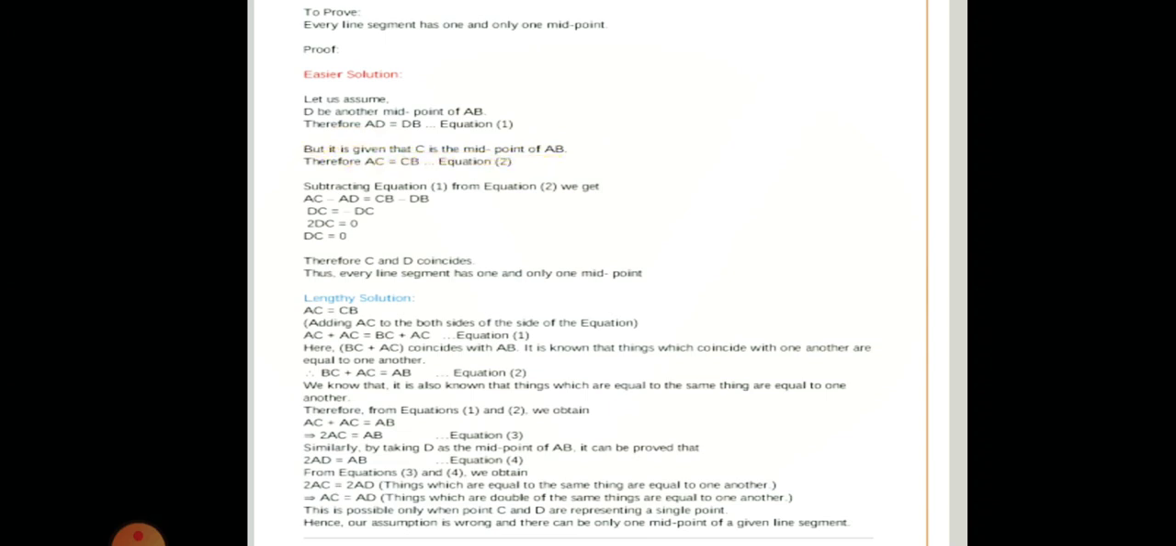Subtracting equation 1 from equation 2: AC minus AD is equal to CB minus DB. DC is equal to minus DC. Twice DC is equal to 0. DC is equal to 0. Therefore, C and D coincide, and thus every line segment has one and only one midpoint.